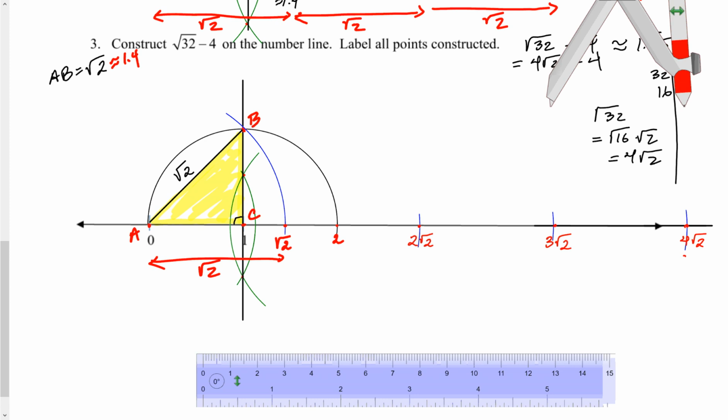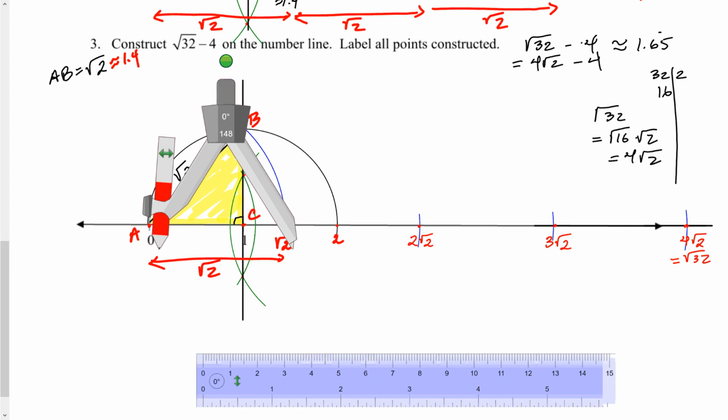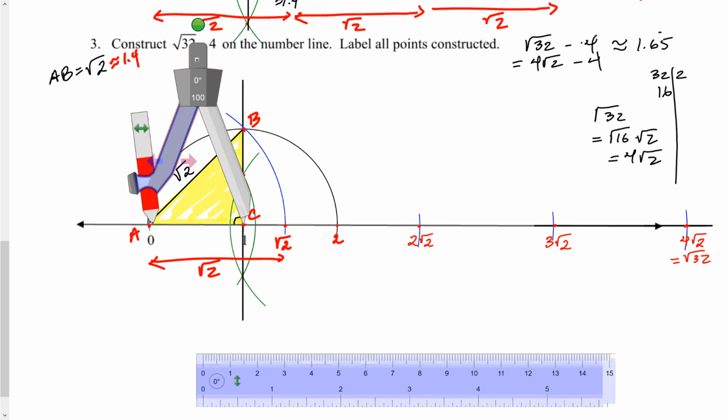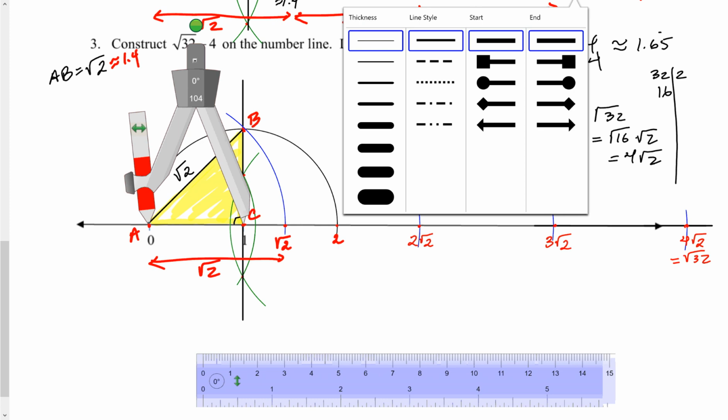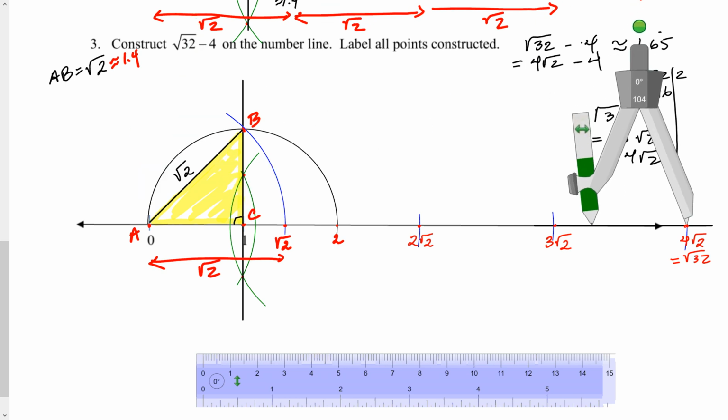Or you could say root 32. Okay, there's 4 root 2, or root 32, right there. Now you want to construct root 32 minus 4. Okay, so we've got to come back 4 units. No worries. Let's adjust the compass to the length equal to 1. That's no big deal. Just adjust your compass from A to C, which is length 1. Be very accurate right there. Let's come back in green here. Okay, so now I'm at root 32, or 4 root 2, either one.